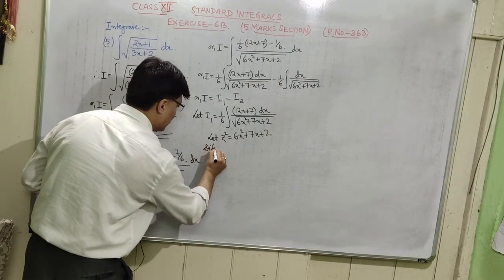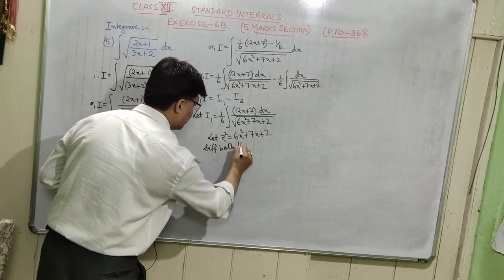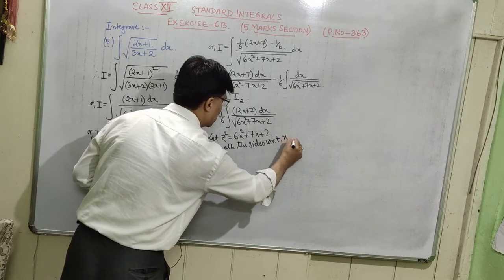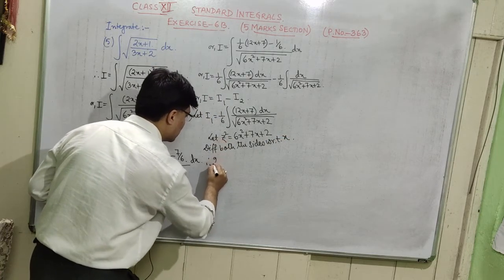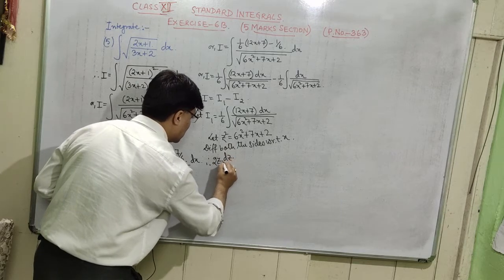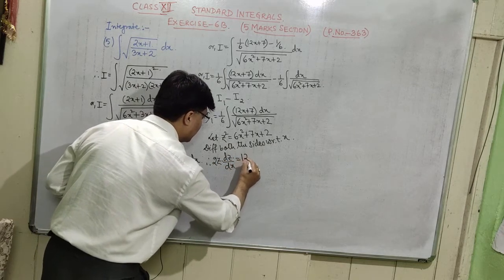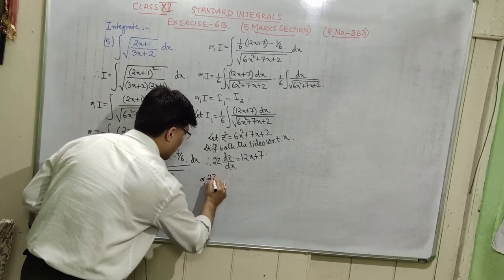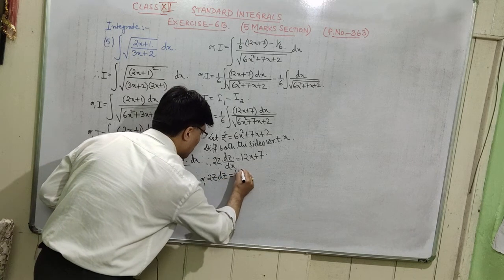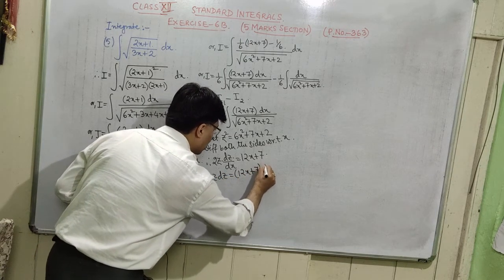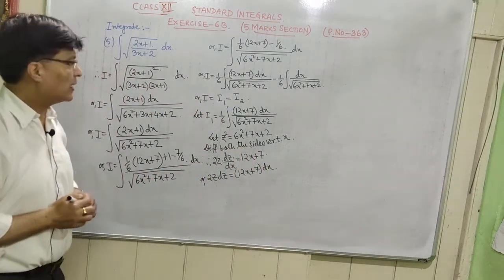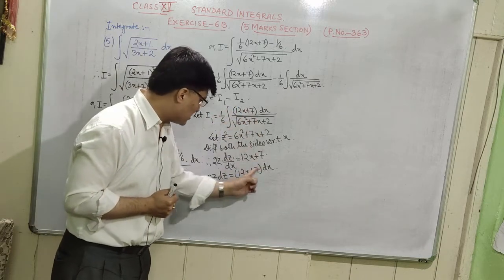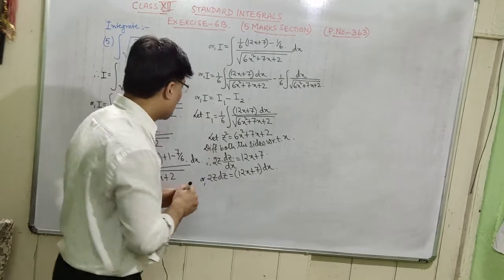Okay. So let us differentiate both the sides with respect to x. What is the differentiation of z square? It is 2z into dz by dx is equal to 12x plus 7. Or let us cross multiply it: 2z dz is equal to (12x plus 7) dx. That is, we have got the value of the numerator. So what is (12x plus 7) dx? It is 2z dz. Okay.